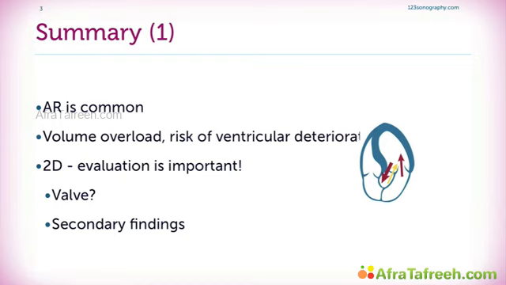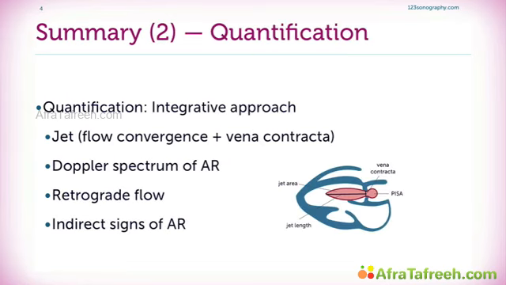If we evaluate these patients, we have to first look at the 2D image, especially the valve itself, the morphology of the valve, and the surrounding structures, and also look at secondary findings such as the dilated hypercontractile left ventricle. With respect to quantification, it's very important to always use an integrative approach to look at the jet, especially the proximal portions of the jet, with the PISA, the flow convergence zone, and the vena contracta.